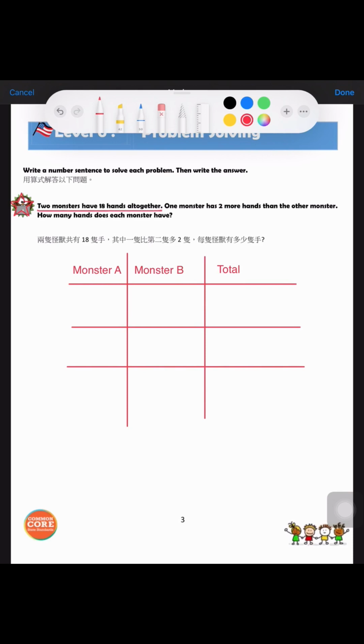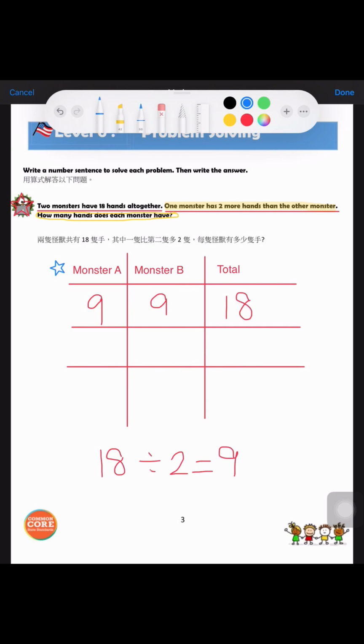Two monsters have 18 hands altogether. One monster has 2 more hands than the other monster. How many hands does each monster have? We may also use a table to figure it out. So the total number of hands is 18. First, we may separate 18 into 2 equal parts, which equals to 9. However, the 2 monsters don't have the same number of hands. One monster has 2 more hands than the other monster.